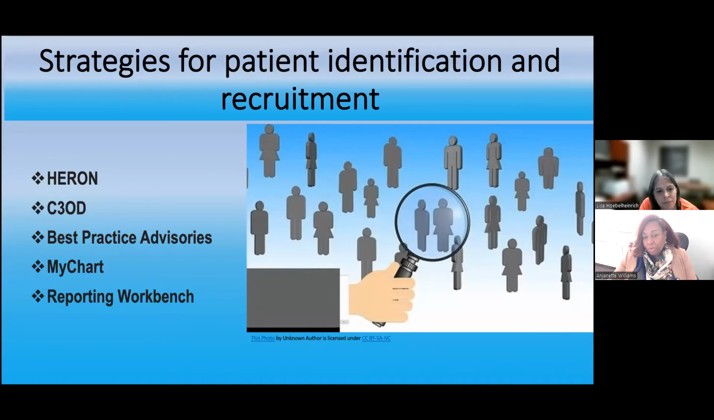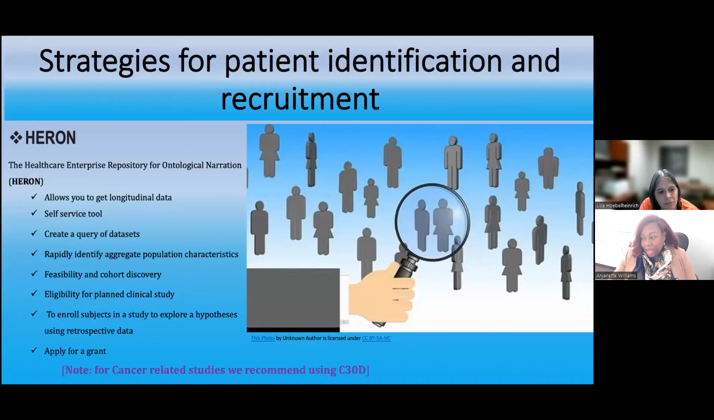So the first tool we recommend using is Heron, because Heron is a self-service tool. And this allows you to go in and use this tool yourself to create a query of data sets and rapidly identify population characteristics, feasibility and cohort discovery, eligibility of planned clinical studies, and to enroll subjects in a study to explore a hypothesis using retrospective data. Or you can use this to apply for a grant.